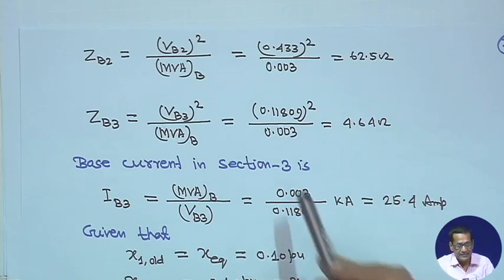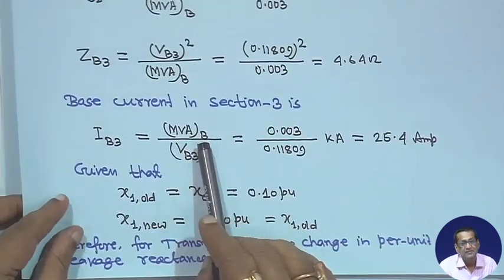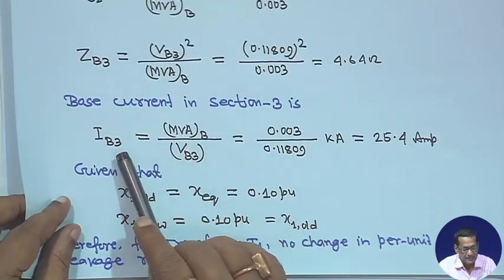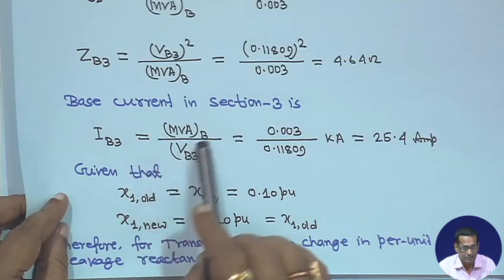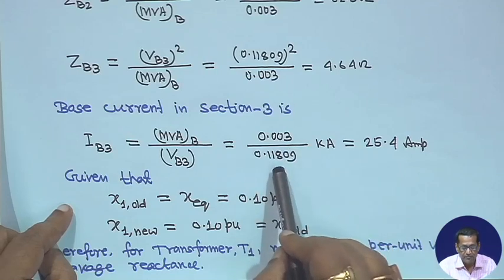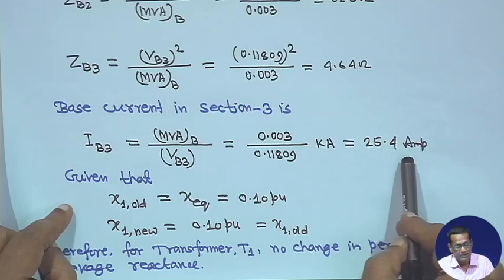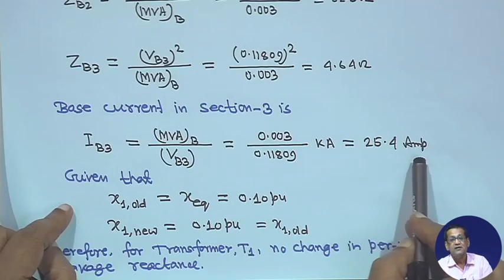Now, for the base current in section 3, the MVA base remains the same throughout. Therefore, base current in section 3, IB3, is equal to MVA base upon VB3, that is 0.003 upon 0.11809 kiloampere, and that is equal to 25.4 ampere.